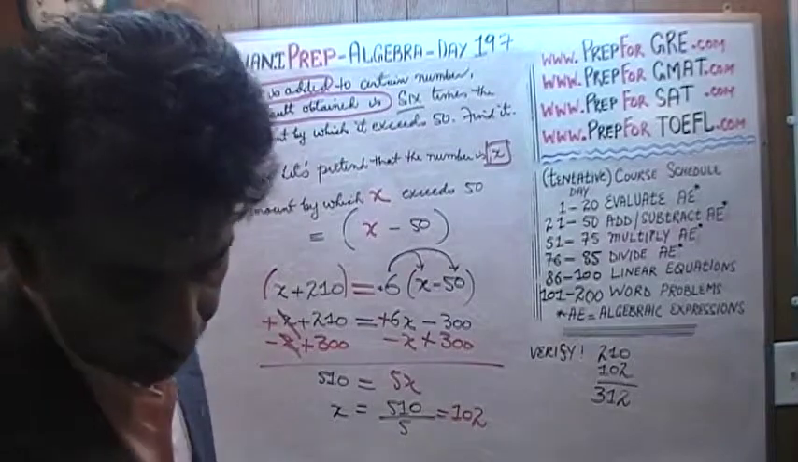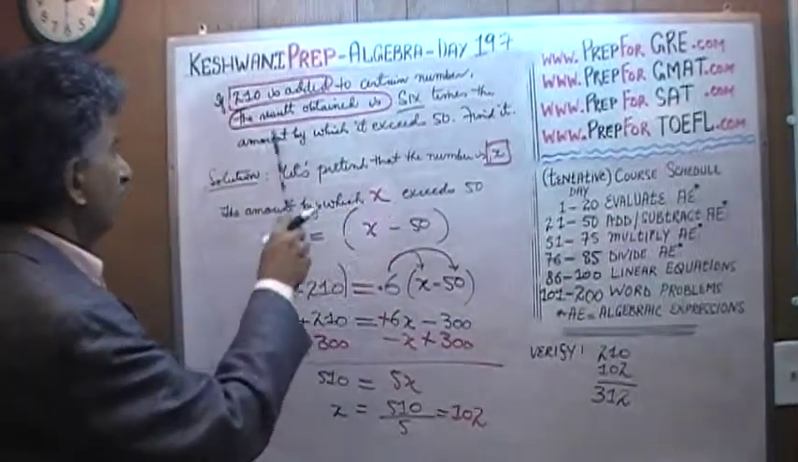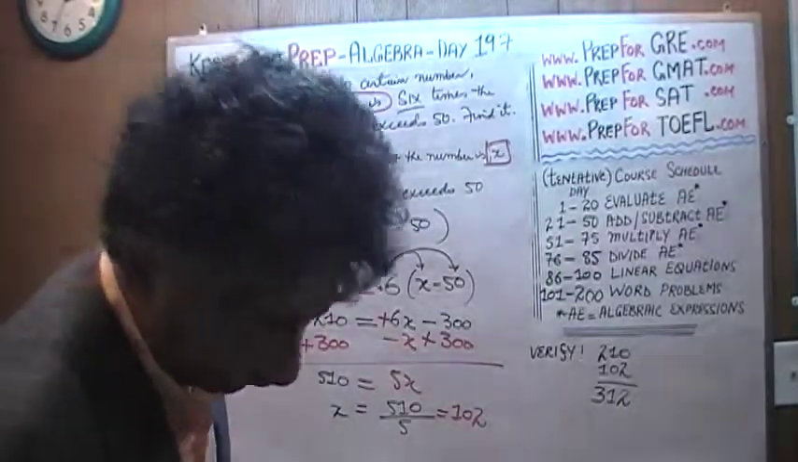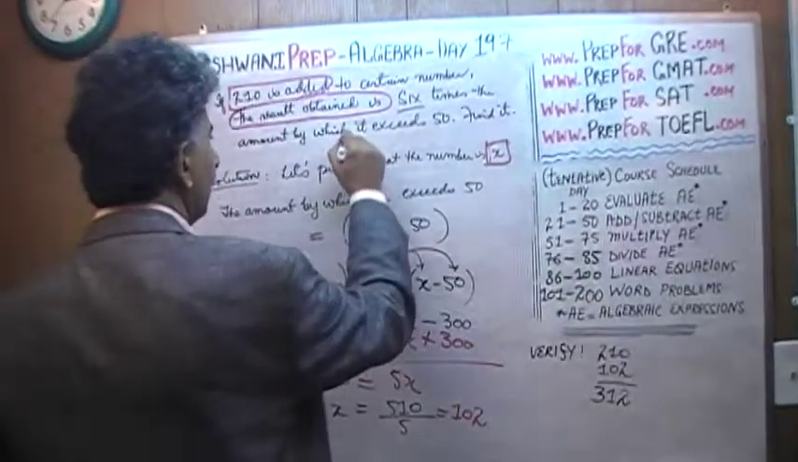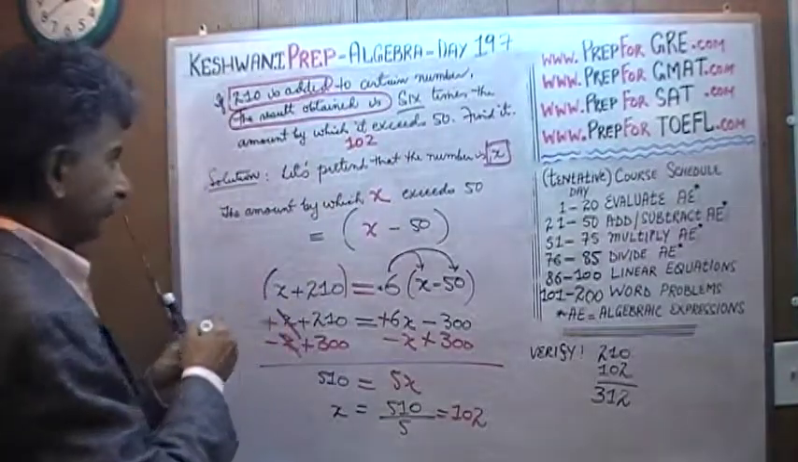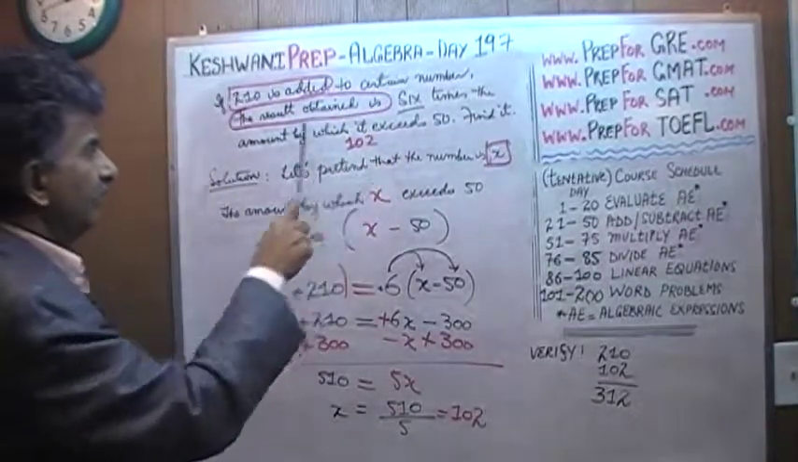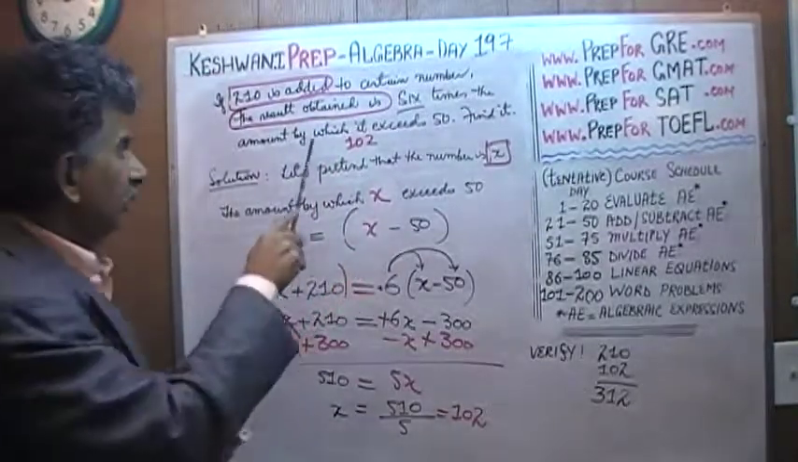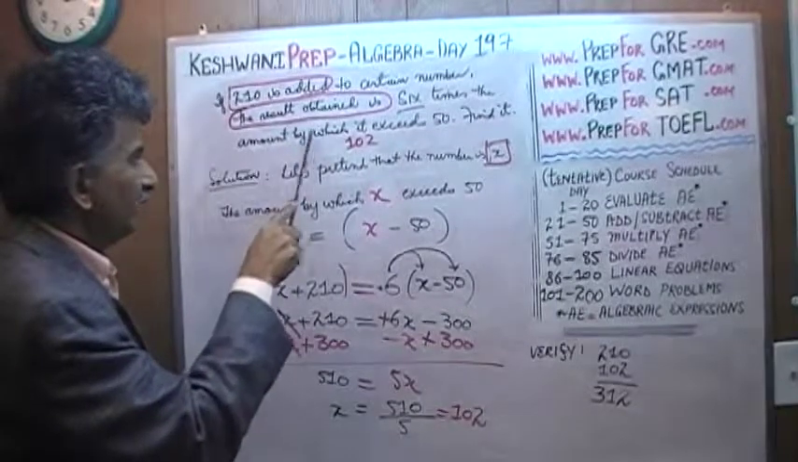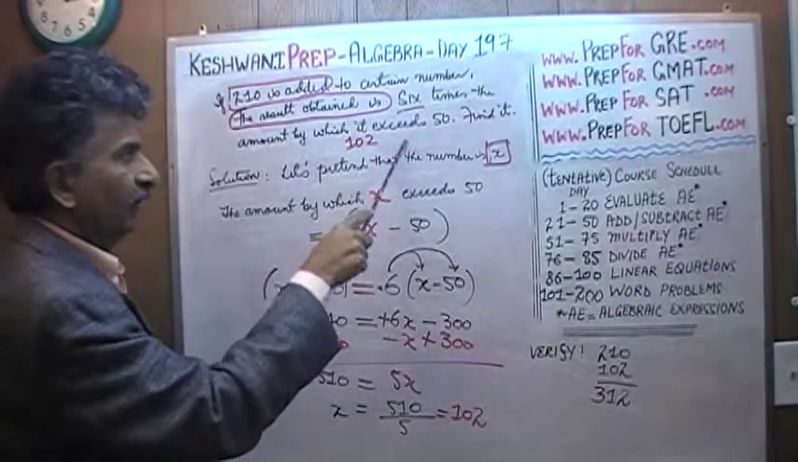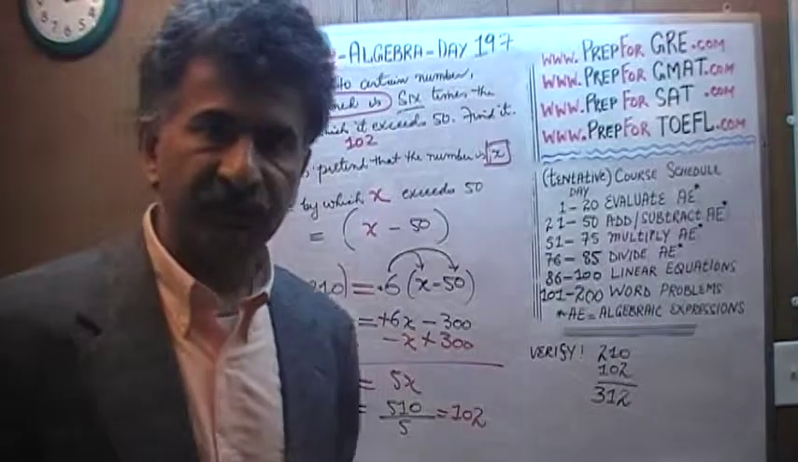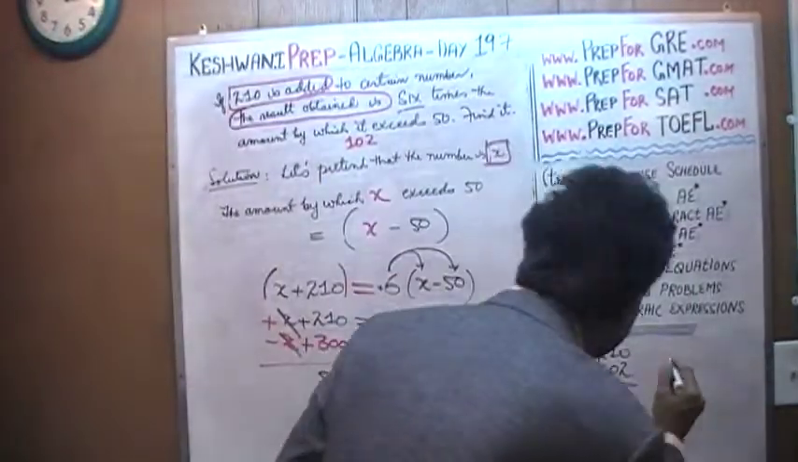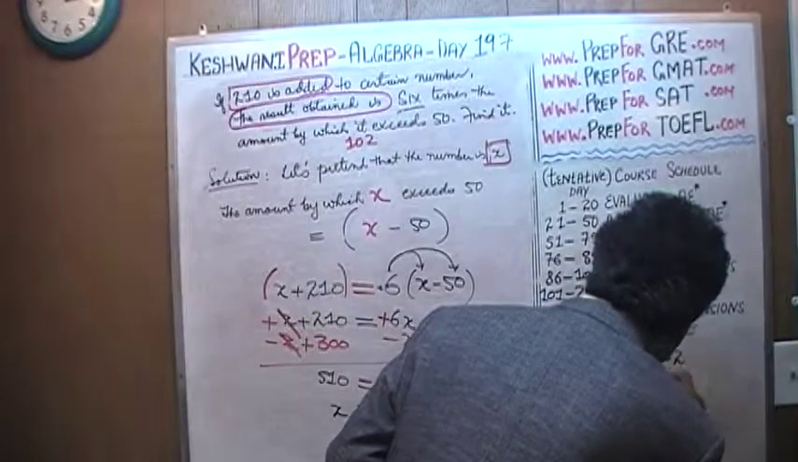exceeds 50. So 6 times the amount by which 102 exceeds 50. 102 exceeds 50 by 52. So let's see what 6 times 52 is. 52 times 6.